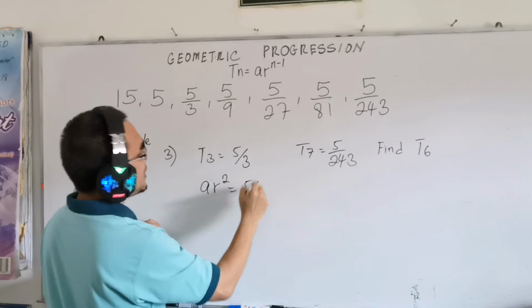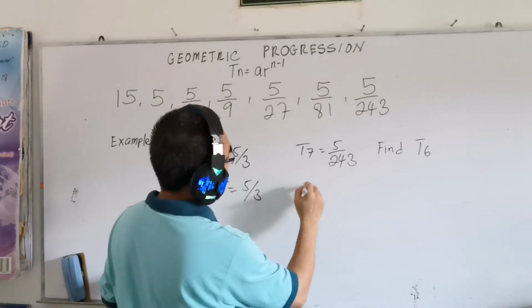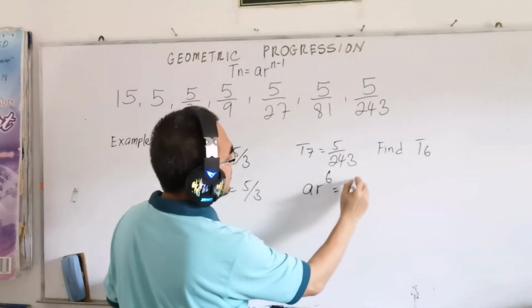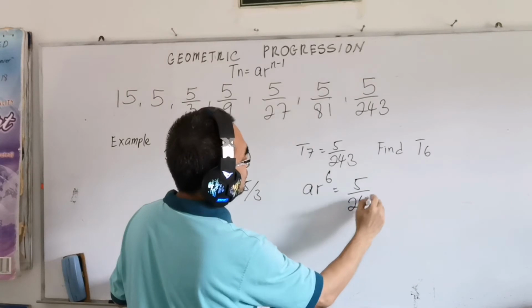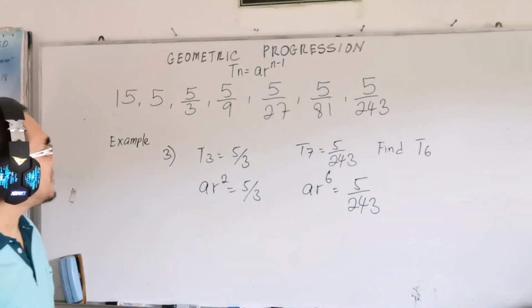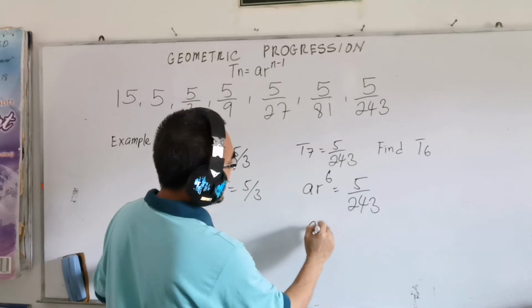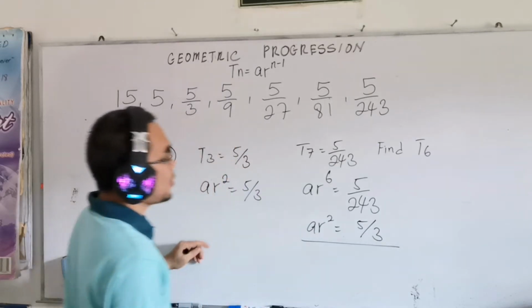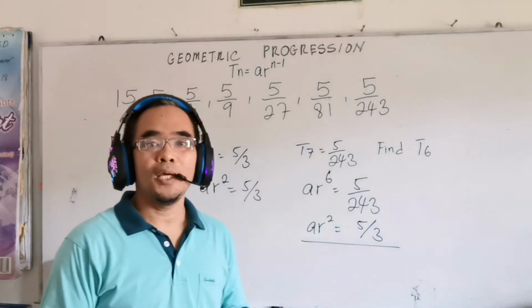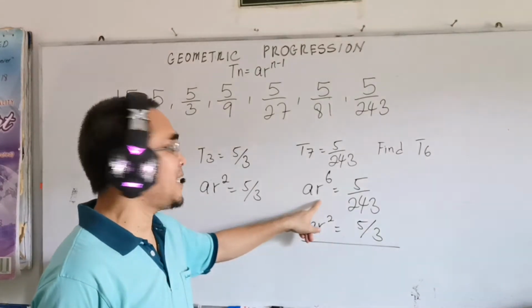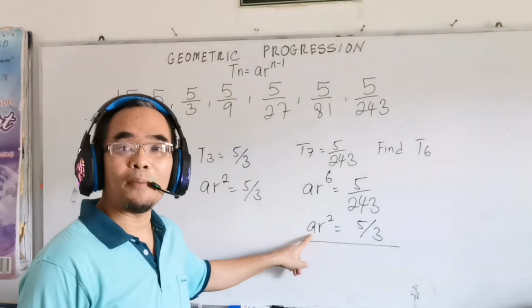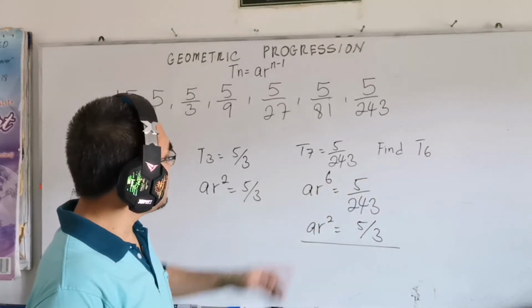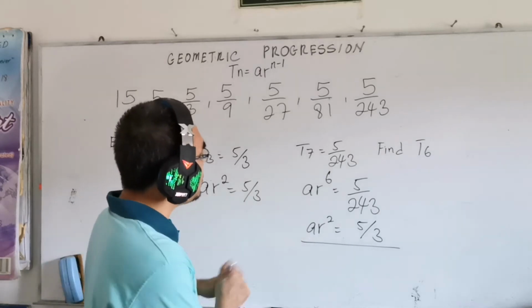Is 5 over 3. And then T7, we do not know A, R, and then 6, because 7 minus 1, it will become 5 over 243. Okay, then use simultaneous equation. So it becomes AR power 2 equals 5 over 3. And you have to divide instead of plus or minus as what you usually do, because this is A times R power 6, this is A times R power 2, so you cannot subtract. So then what you have to do, you divide.